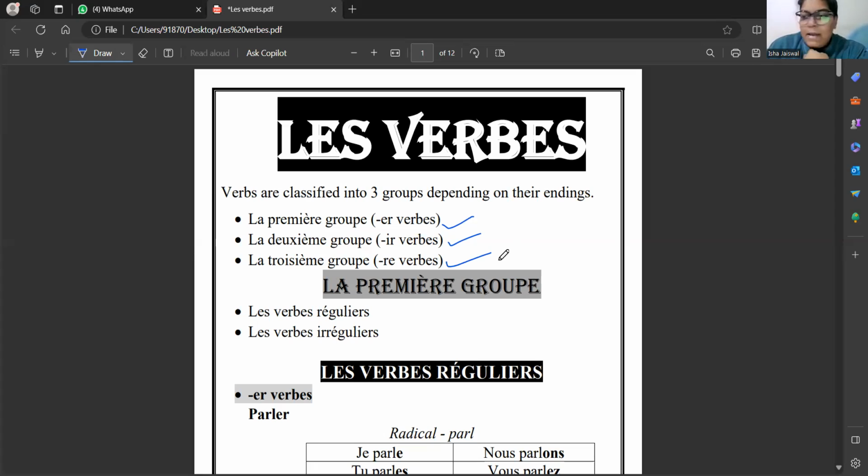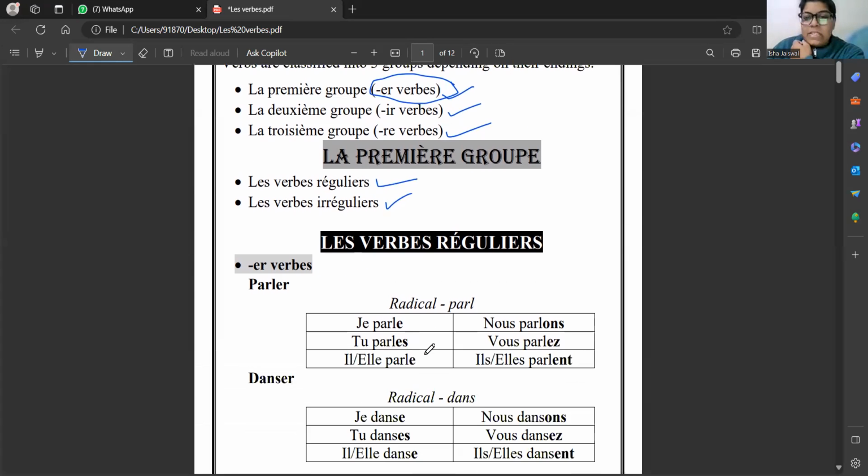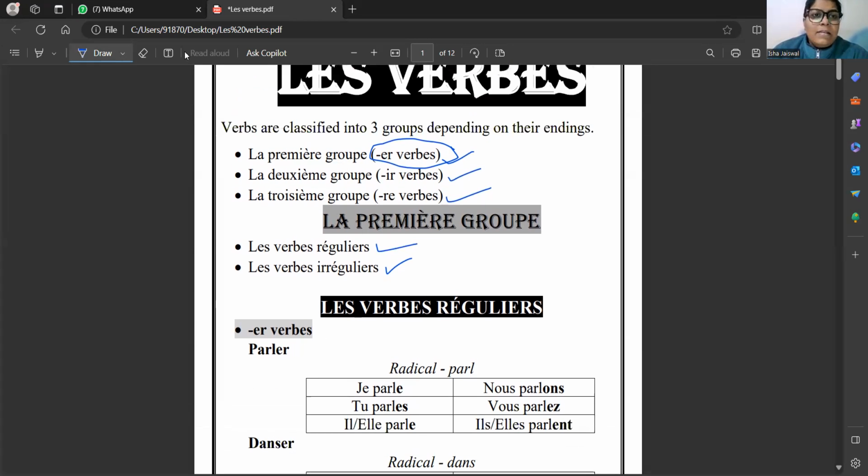Er, ir and re verbs mean the verbs ending with the last two letters er, ir, and re. So today we will only focus on the easiest one, er verbs. We have regular and irregular verbs in er. Mostly they are regular. Only one or two are irregular. Now, how will we remember this? There's a very easy way to remember.